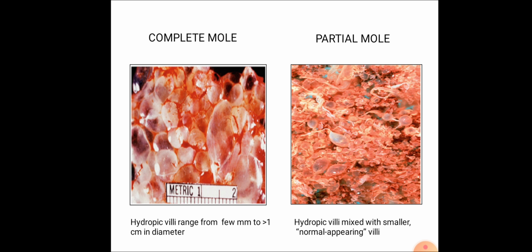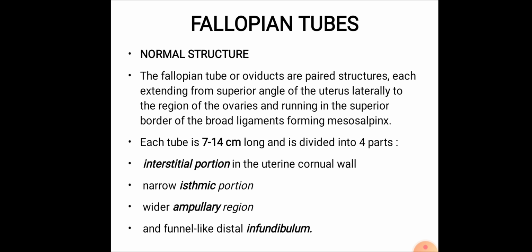So now we will see what is the gross difference in complete mole and partial mole. Here in complete mole, the hydropic villi range from a few mm to more than 1 cm in diameter, whereas in partial mole, hydropic villi are mixed with smaller normal appearing villi.